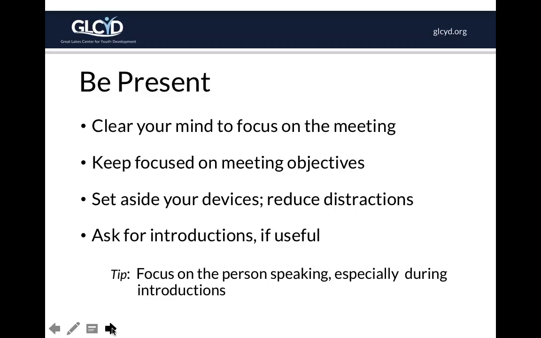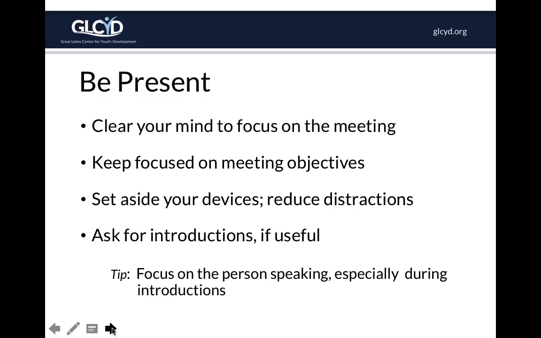ask for introductions. Ask if the chair gets started with the meeting. Don't do introductions. Raise your hand and ask if everyone could introduce themselves. And then a big tip is focus on the person speaking. That will help you stay focused. It will help you stay present.